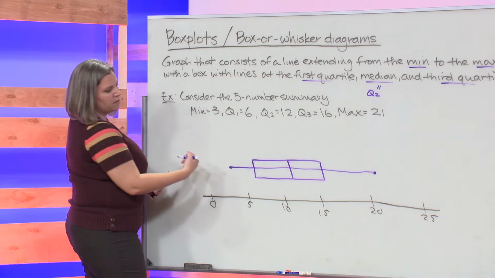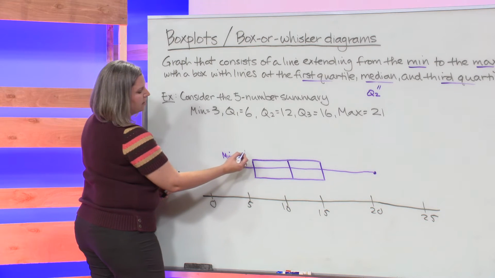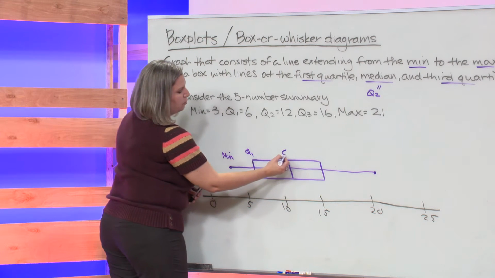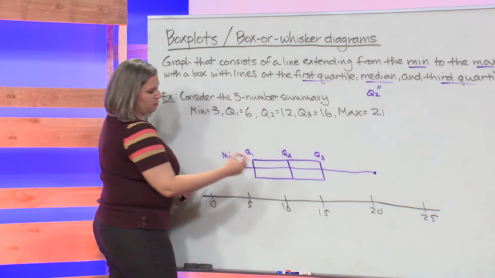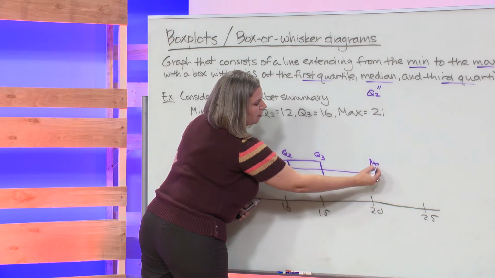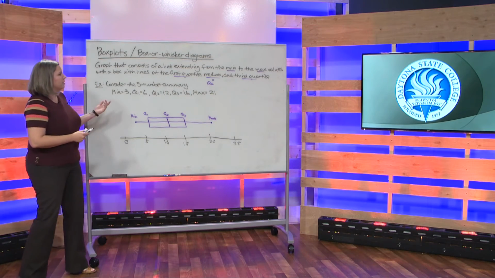And in a lot of textbooks, you'll actually see all these points labeled. So you'll see that's the min, that's your Q1, that's your Q2 or median, that's your Q3, and that's your max. So again, very simple.